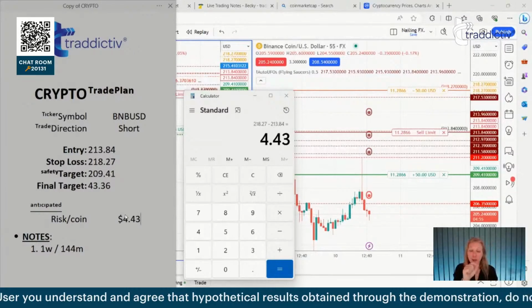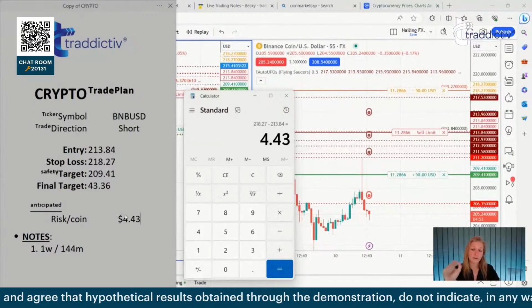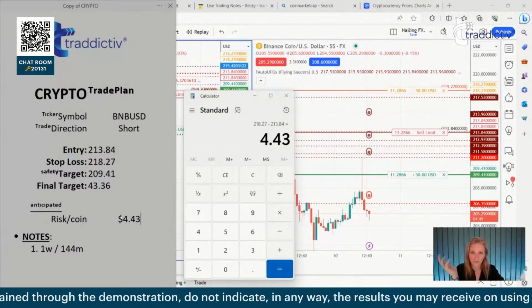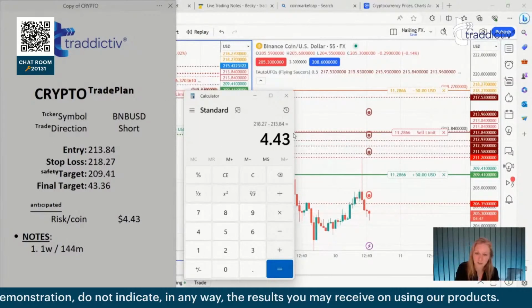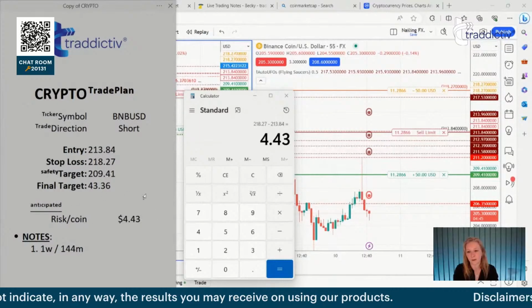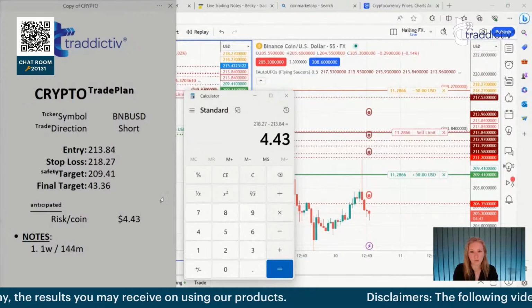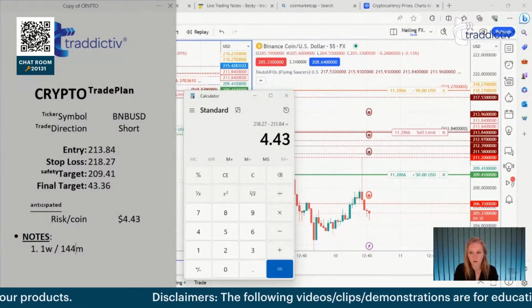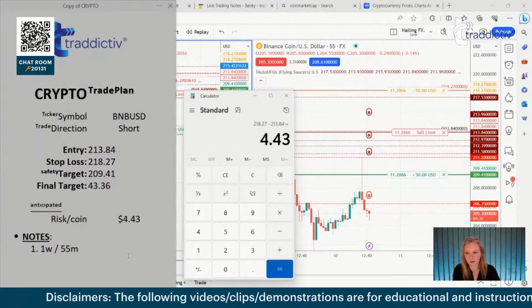But you can, in cryptos, it's one of the beauties of it, risk 0.000001 of a coin, right? And be risking a fraction of a cent. Now, usually most people are going to be somewhere around there. So if you're risking one coin, it's 4.43. We used a 1 week and a 55 minute.